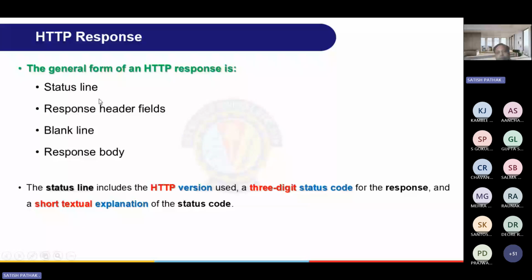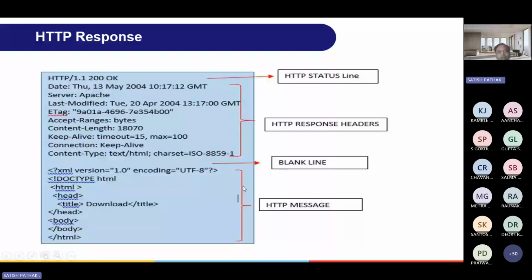Okay. So the general form of an HTTP response is: status line, response header fields, blank line, and response body. The status line includes the HTTP version and a 3-digit status code. Remember, this status code is very important. You are all aware of the 404 Not Found and the 501. This is the status code of the HTTP response, followed by a short textual explanation of the status code. So in this HTTP status line, we have 200 OK.